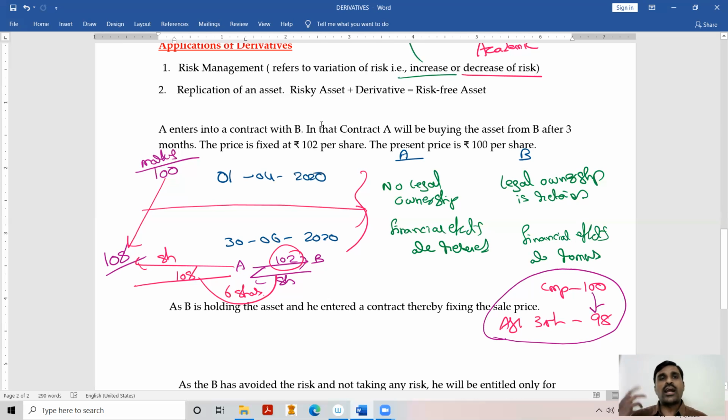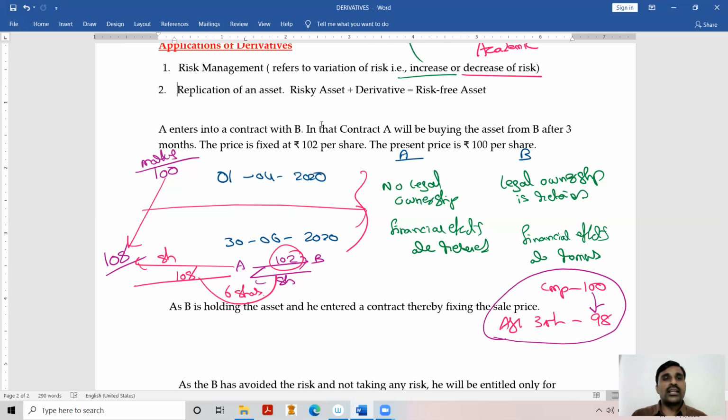There are many other purposes for which derivatives are used. People will say arbitrage, speculation, etc. Arbitrage, speculation, and all those things are common for any asset. They need not be unique to the derivatives. Arbitrage means exploiting the pricing differences in two markets. If the same product is selling at different prices in different markets, exploiting the difference is called arbitrage.